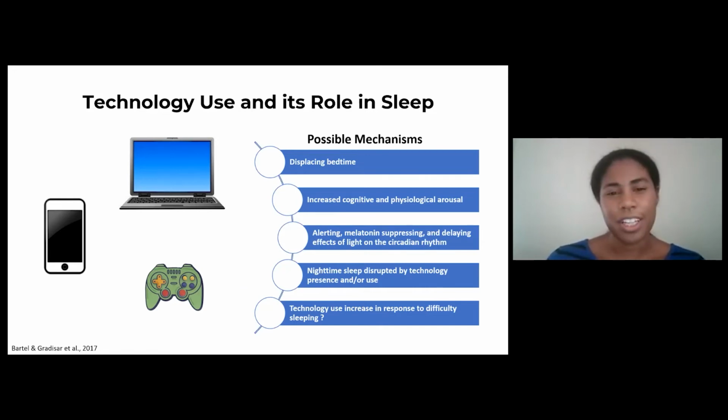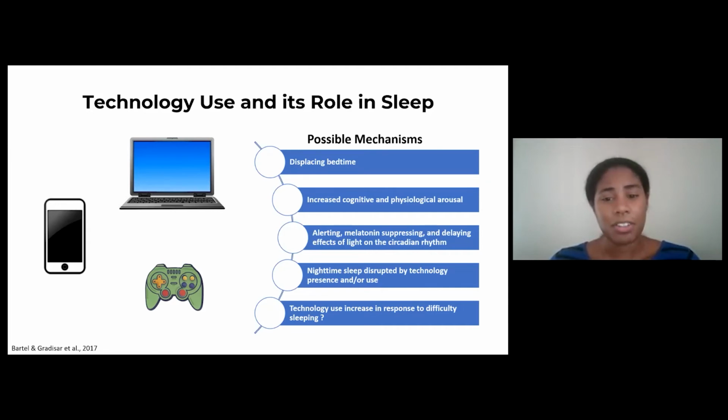So I think we just need to think about all of the ways in which technology use can really disrupt our sleep. And then also there are some reports now of teens being woken up by their devices. Also, there are friends who are messaging in the middle of the night as well, and just a lot of text messaging.